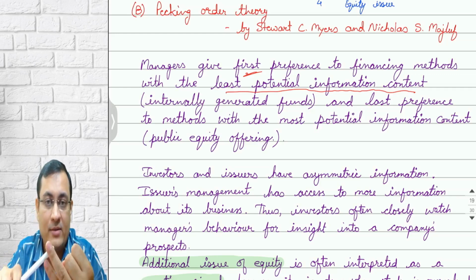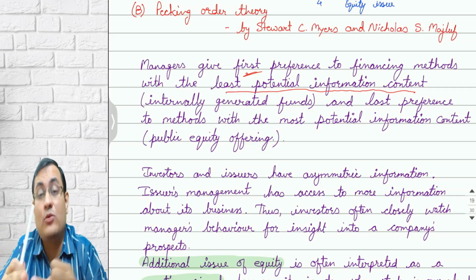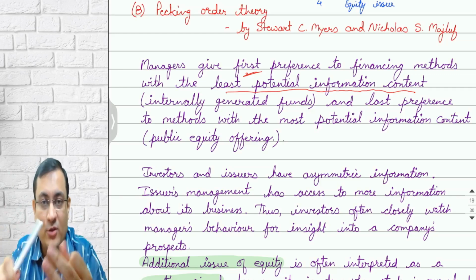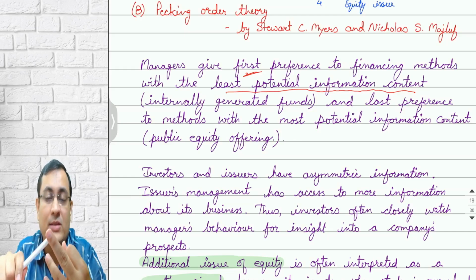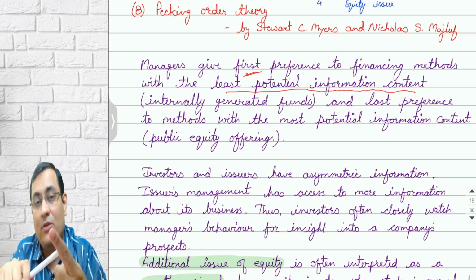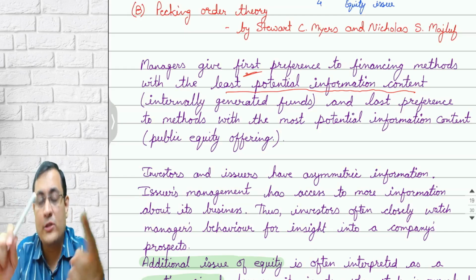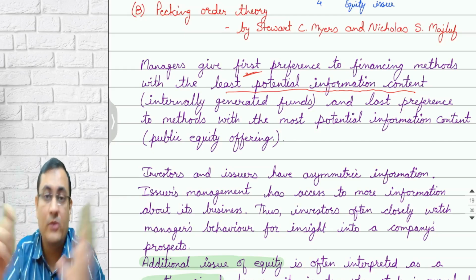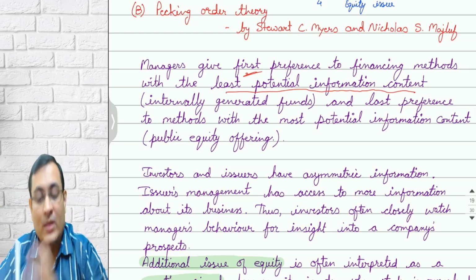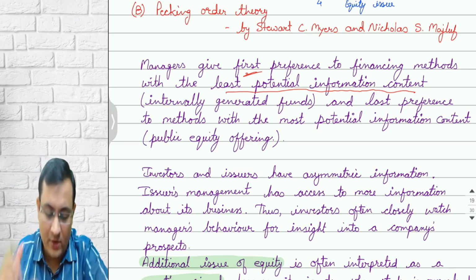Privately, we will issue debt to fewer people so that we need not disclose information to the public. If that is over, then we will go for public debt. Still less information is required. And at last, if no source is giving us funds, then we will go for issuing equity, where you have to share the maximum information with the public. This is the pecking order theory, or the summary of the pecking order theory.